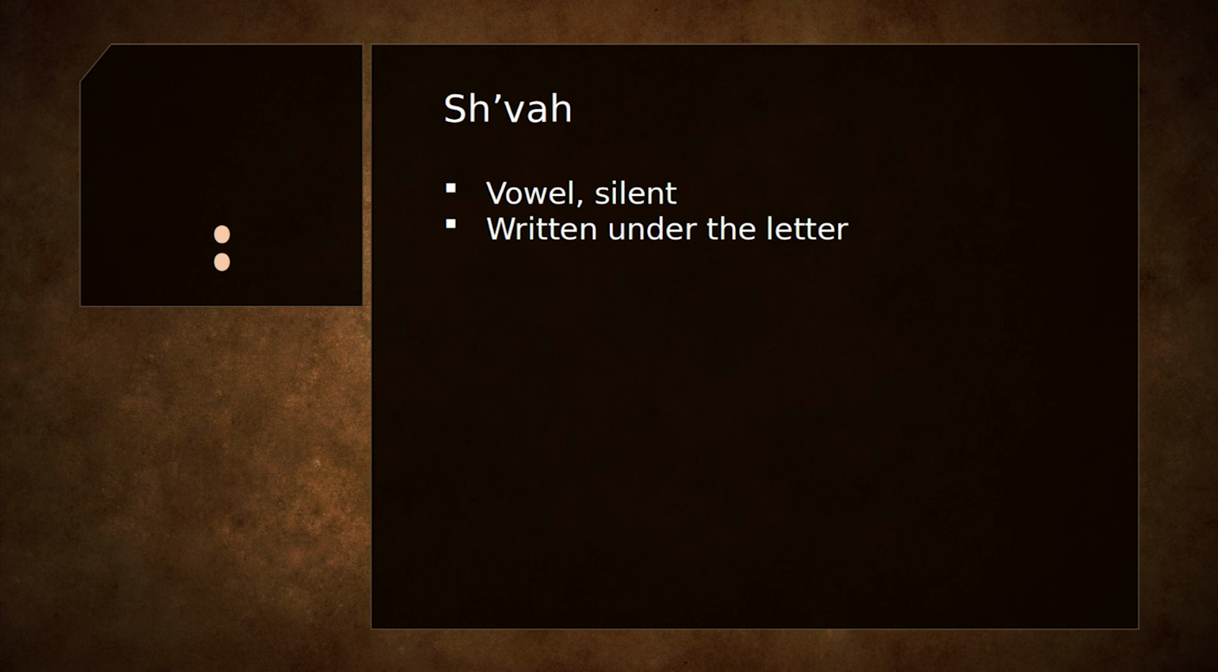Here is a new vowel. This vowel is called schwa. It is written as two dots, one on top of the other. The schwa is written underneath of a letter. The schwa makes no sound.